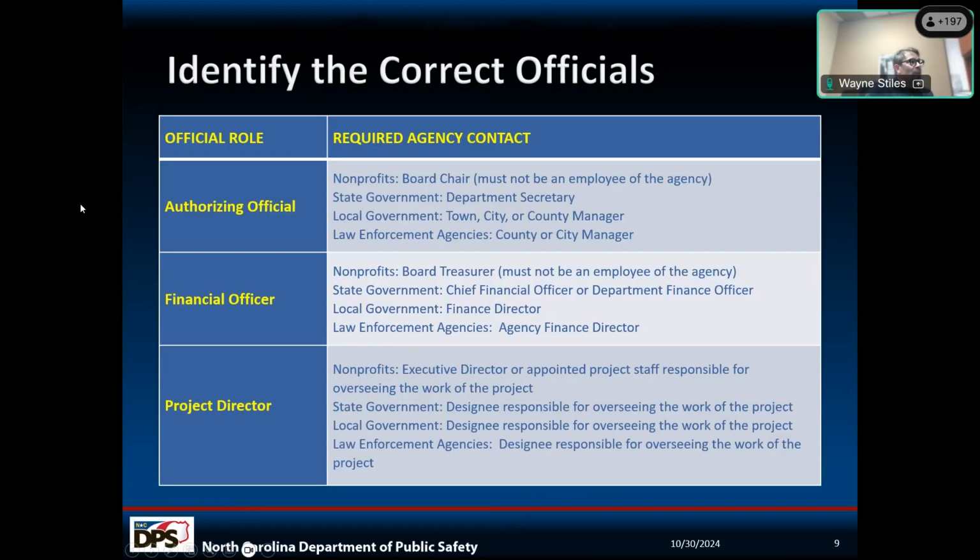And then here's identifying your correct officials that would be having roles in this application process: your authorizing official, your financial officer, and your project director. And now Jordan is going to share a few more tips and tricks.